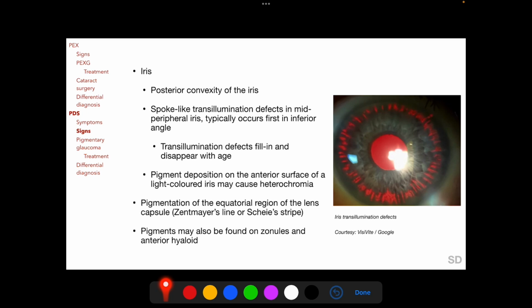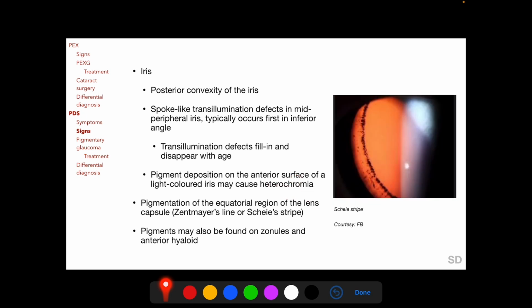In pigment dispersion syndrome, the iris demonstrates posterior convexity or posterior bowing, as we have discussed, and there can be spoke-like transillumination defects in the mid-peripheral iris, which typically occur first in the inferior angle. But these spoke-like transillumination defects may be difficult to appreciate in a thick brown iris. And with increasing age, these transillumination defects may fill in and disappear as the rubbing between the posterior surface of the iris and the zonules decreases with age. And with a light-colored iris, pigment deposition on the anterior surface of the iris may cause heterochromia.